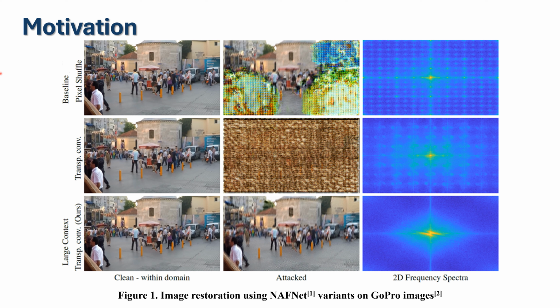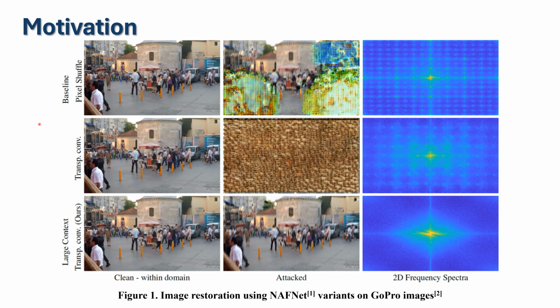Here, we see blurry images restored using the recent state-of-the-art restoration model NAFNet that, as proposed, uses pixel shuffle operation for upsampling. As shown in the first row, when blurry input is not attacked, the restoration seems decent to the human eye. However, under adversarial attack, we observe significant spectral artifacts in the restored images. These artifacts appear as repeating peaks in the frequency spectra, shown on the right.